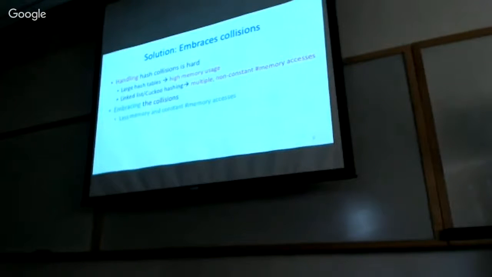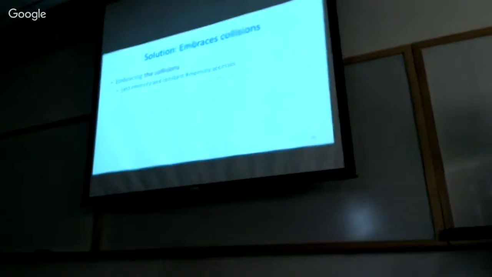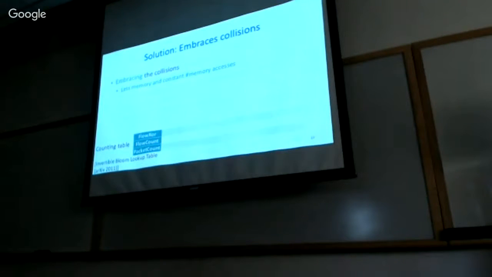Instead of handling collisions, we use a data structure that embraces the collisions, which requires less memory and has a constant number of memory accesses per packet. This is the data structure. We call it a counting table. This is inspired by the invertible Bloom lookup table. It has an array of cells, and each cell has 3 fields.